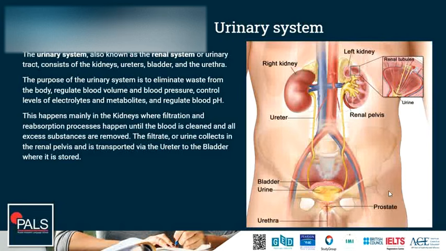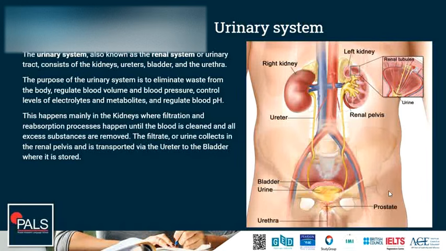The urinary system, also known as the renal system or urinary tract, consists of the kidneys, ureters, bladder, and the urethra. The purpose of the urinary system is to eliminate waste from the body, regulate blood volume and blood pressure, and control levels of electrolytes and metabolites, and it regulates the blood pH.